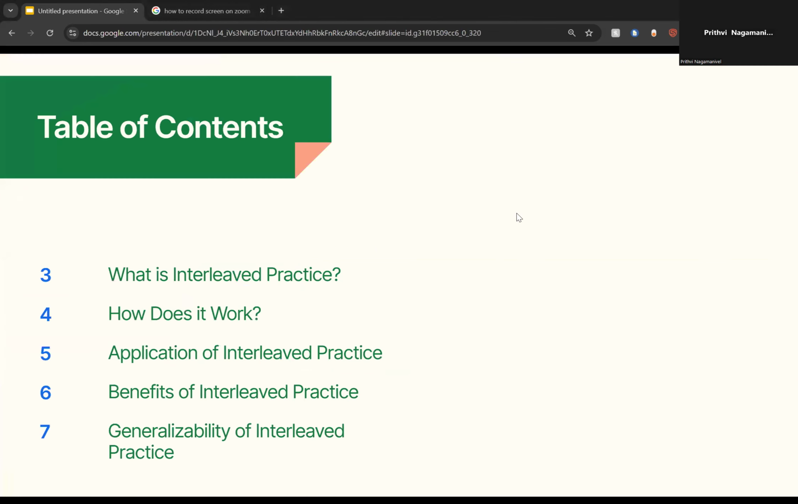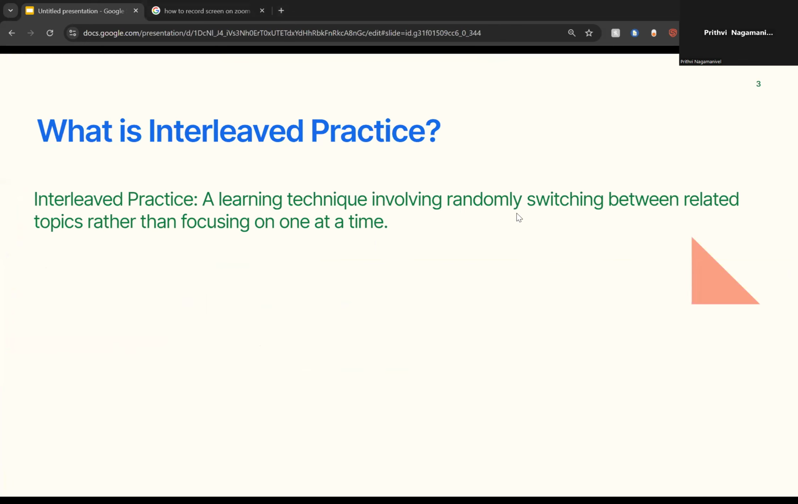So today my presentation will be covering what is interleaved practice, how does it work, its applications and benefits, and its generalizability. So what is interleaved practice? Interleaved practice is a learning technique involving randomly switching between related topics rather than focusing on one at a time.